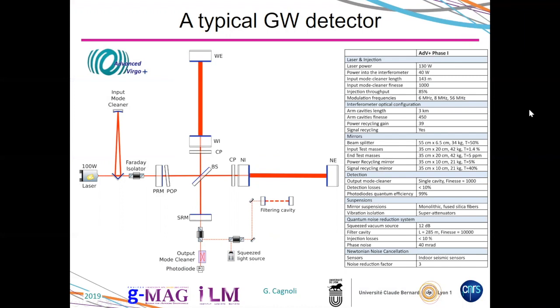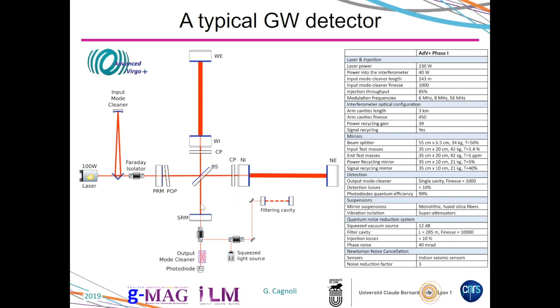So this is a typical layout of a gravitational wave detector. You see here the laser, the mode cleaner, and then the input optics, the power recycling mirror, there's a beam splitter, and this is a typical configuration of a Michelson interferometer, but there are Fabry-Perot cavities in the arms. And then there is the output system that analyzes the light and produces the electrical signal of the detector.